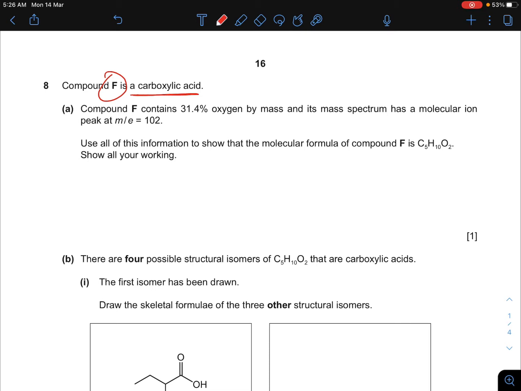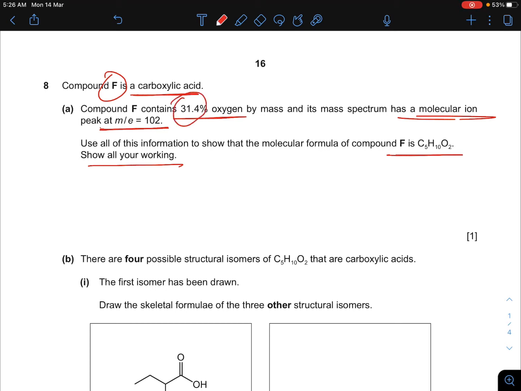It contains 31.4% oxygen by mass, and its mass spectrum has a molecular ion peak at mass to charge value 102. Use all of this information to show that the molecular formula of compound F is C5H10O2. Show all your working. So we just have to prove that its molecular formula is C5H10O2.